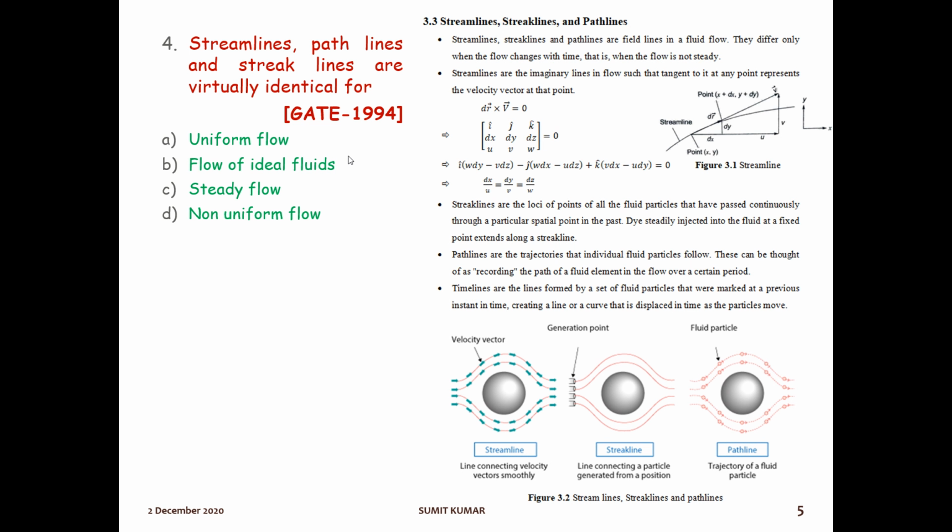Here, a streamline, path line and streak line are virtually identical for which type of flow? We have read the definitions of a streamline, path line and streak line. If you don't remember these definitions and concepts, just go through this slide. All these three lines are identical for steady flow, as it is written here. They differ only when the flow changes with time, that is, when the flow is not steady. In case of steady flow, all these lines are virtually identical. So option C is the right answer.